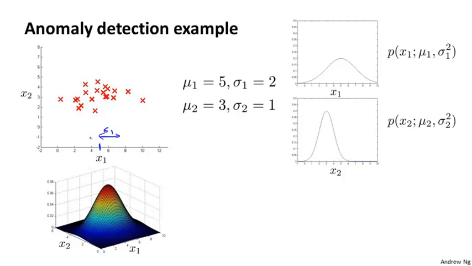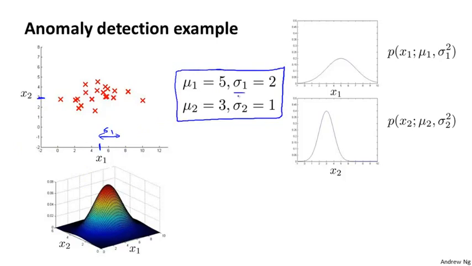And it looks like x2, the values of the feature as measured on the vertical axis, has an average value of about 3 and a standard deviation of about 1. So if you take this data set and estimate mu1, mu2, sigma 1, sigma 2, this is what you get.